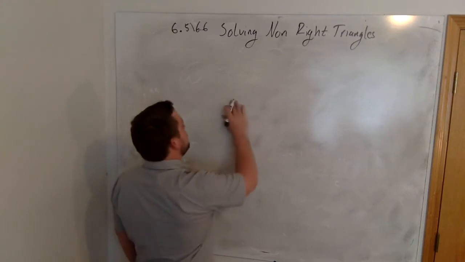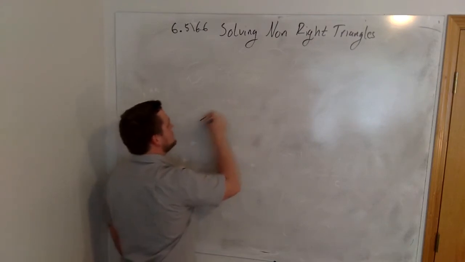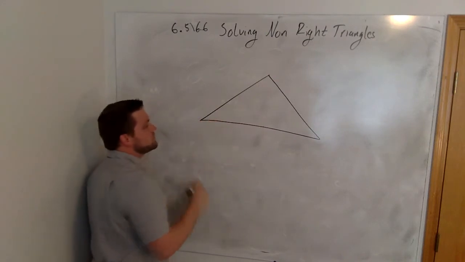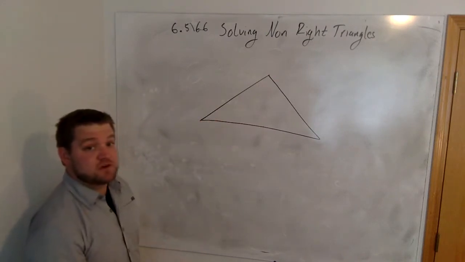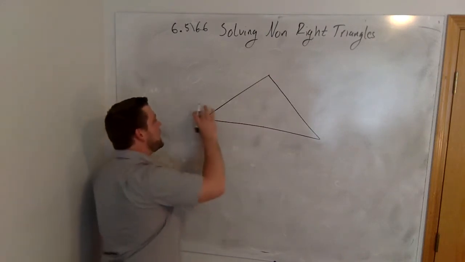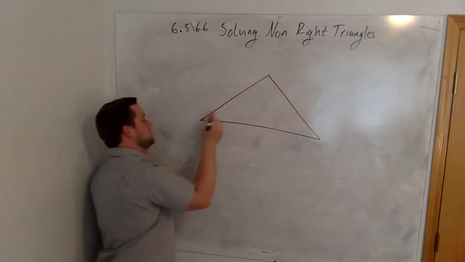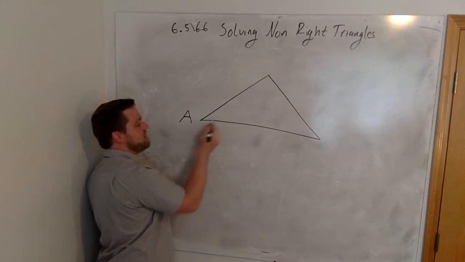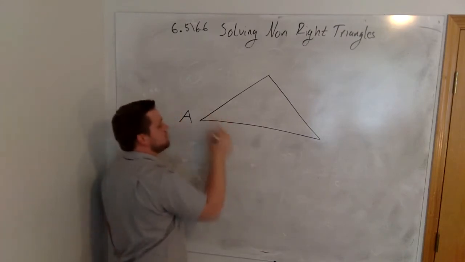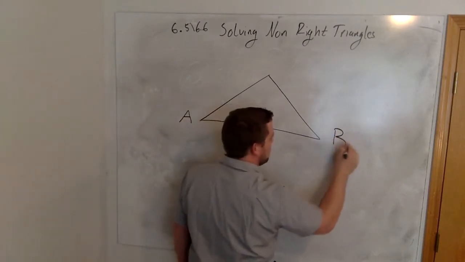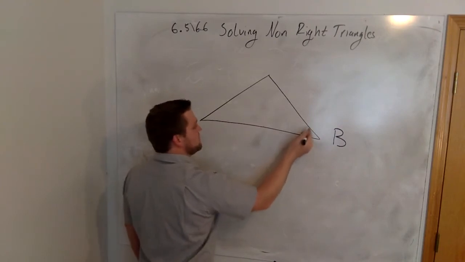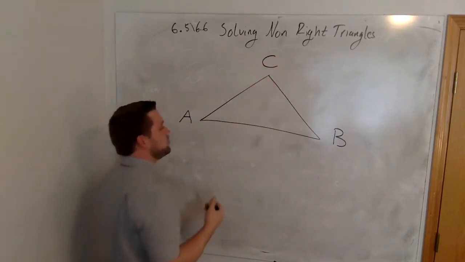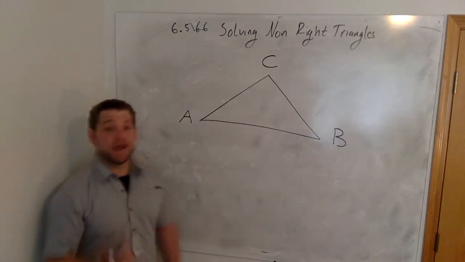So when we are talking about non-right triangles, here's a non-right triangle. We often use capital letters to talk about the angles. Now, I could label these however I'd like. So how about with capital letters? This means angle A, so this is the angle here. Capital letter B, that'll be this angle. And capital letter C, that'll be this angle. So capital letters will stand for angles.